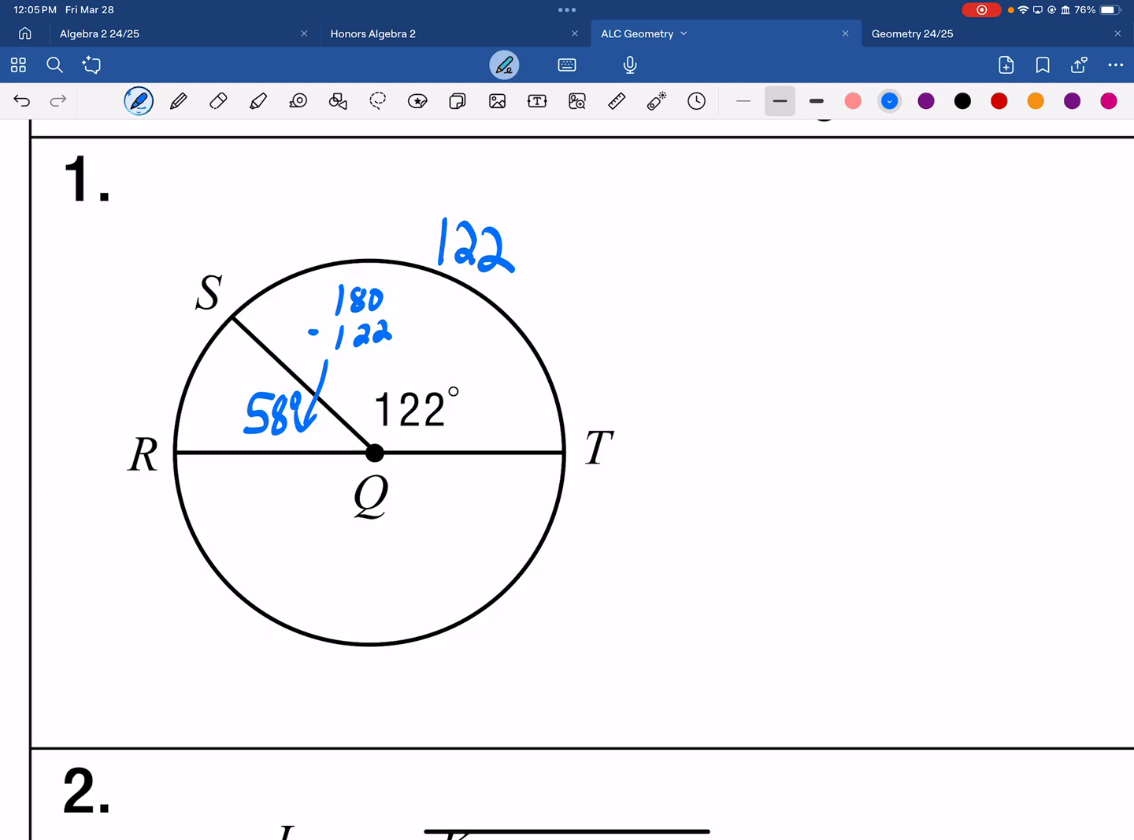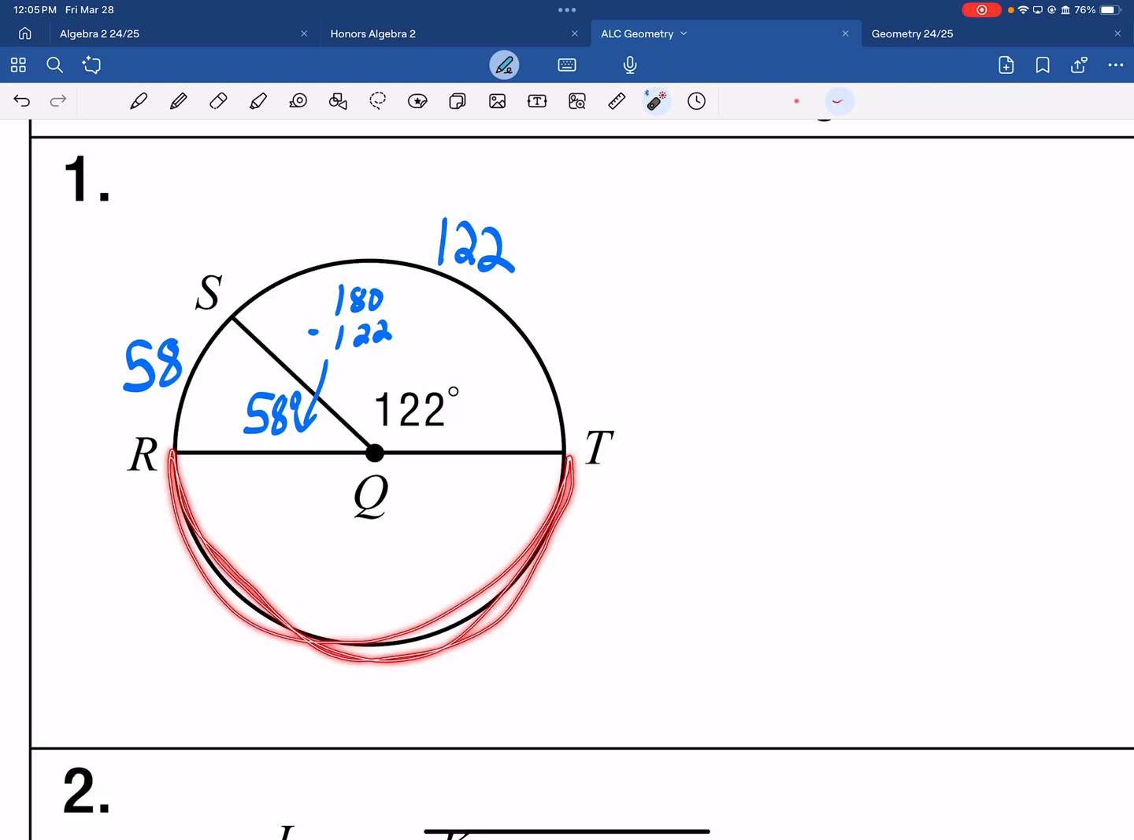So what's the measure of arc SR? Measure of SR has to be 58 as well. They have to be the same measure. Well, there's one more thing we've got sitting here, because there's lots of other things I guess we could look at. But do we know the measure of this arc right here? 180 degrees. Very good. It's a semicircle. So we know the measure of that is 180 degrees. Now, I haven't even looked at the questions yet, but we have really everything in here filled out that we could possibly get filled out.